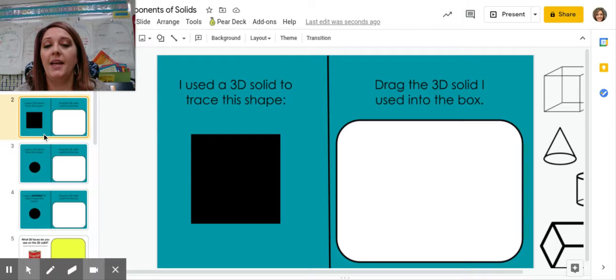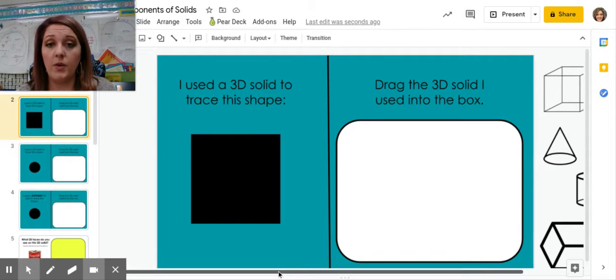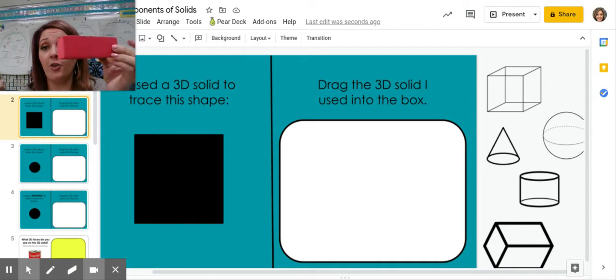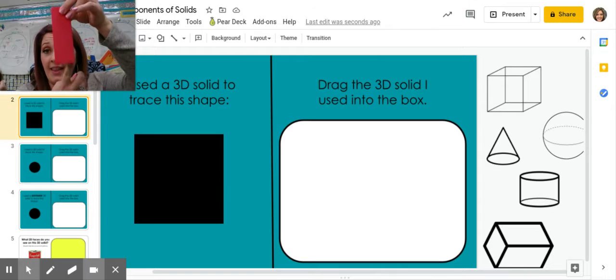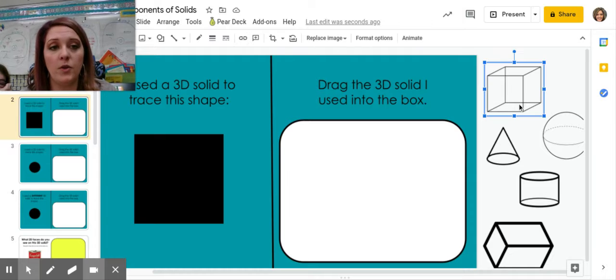It says, I used a 3D solid shape to get this shape. So let's look again over here at my choices. I have a cube again, a sphere, a cone, a cylinder, and a rectangular prism. So if I take this rectangular prism and I turn it like this and trace around it, I could get the shape of a square. I could also get a square if I traced my cube. So I'm going to pick both of those pictures to put in my box.